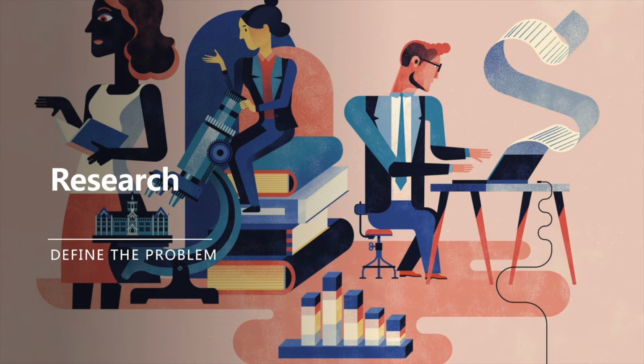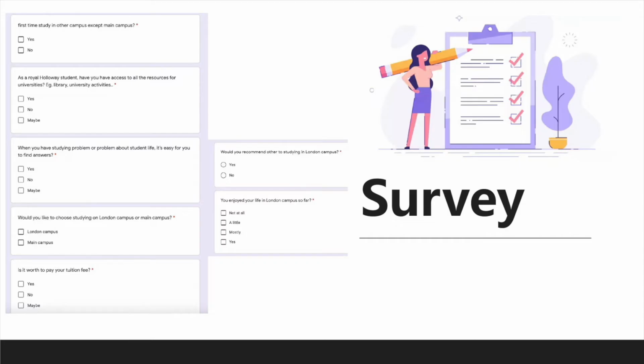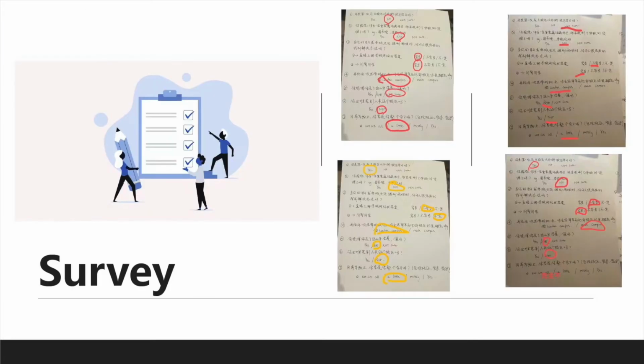Next, let me move on to research to define the problem. Based on what we have learned in the empathize phase, the next step is to define a clear problem statement. I choose a survey to capture the opinions of the users. I created a 7-question survey and also created a survey in Chinese.